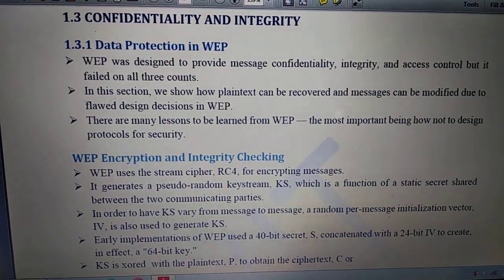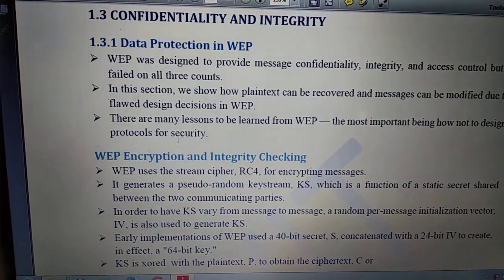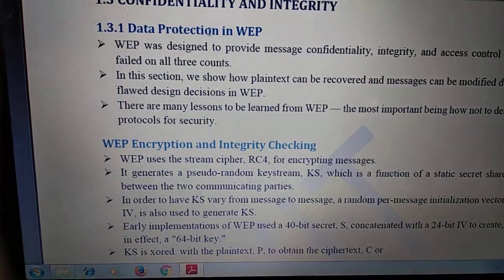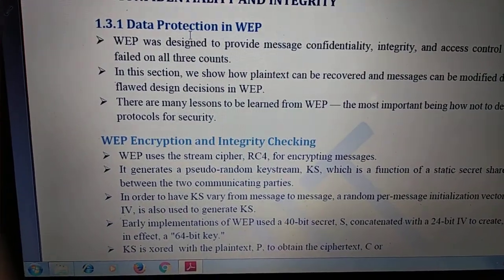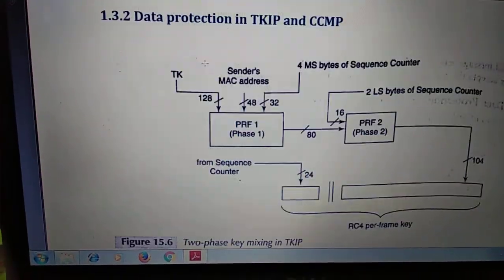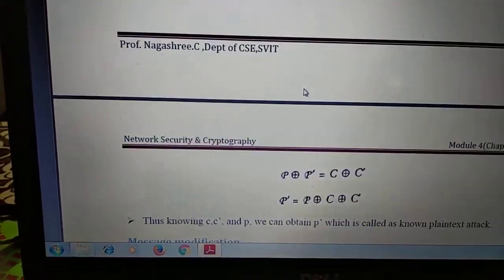Hi everyone. Today's topic is confidentiality and integrity. These two features we are going to study about the WEP protocol, followed by two other protocols called CCMP and TKIP. Right? So what are these protocols?